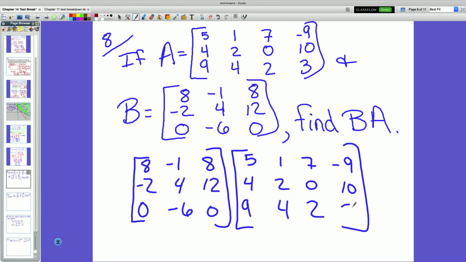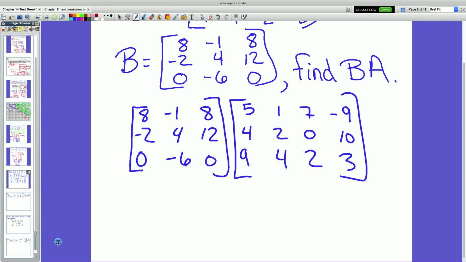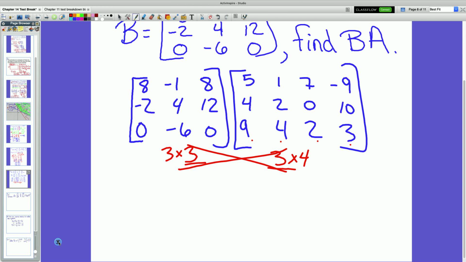Now, remember that you can know what your answer should look like simply by looking at the dimensions. The dimensions of this one are 3 by 3. The dimensions of this one are 3 by 4: 1, 2, 3, 4 columns. So the middles match, so they disappear. Boom. My answer will be a 3 by 4 matrix. So make sure you leave plenty of room.